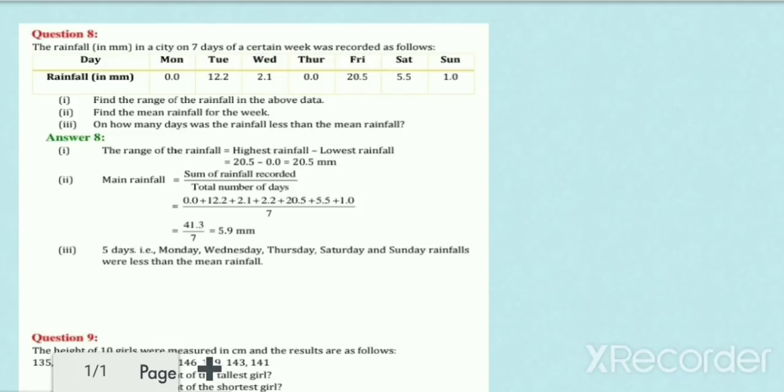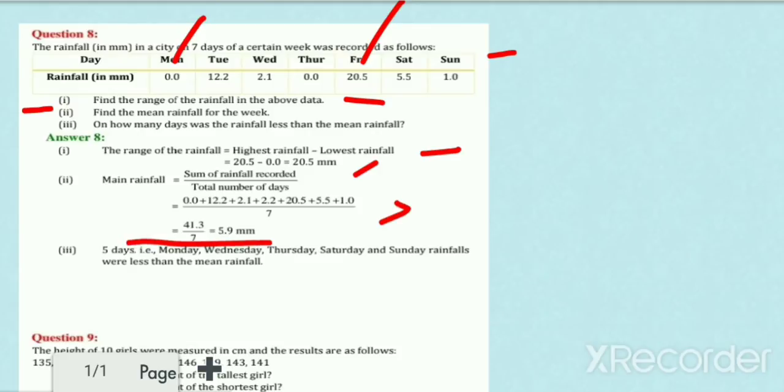Again, question number 8. Here a table is given of the rainfall from Monday to Sunday. First question, find the range. We know that range is equal to highest minus lowest. So the highest is 20.5 and the lowest is 0.0, so the range is 20.5. Now the mean. The mean is equal to the sum of all numbers over total numbers. So the mean is 5.9.